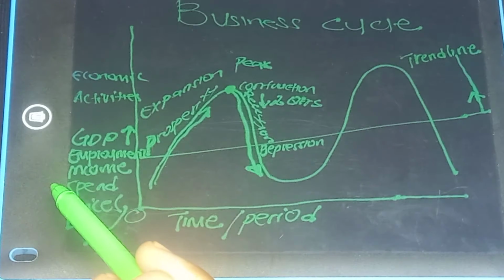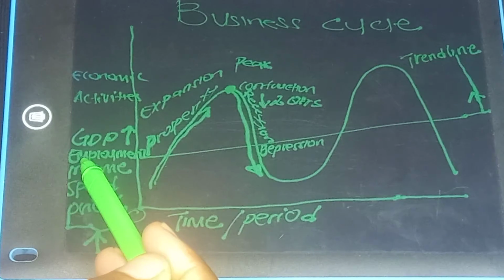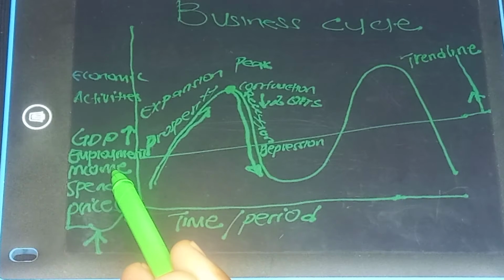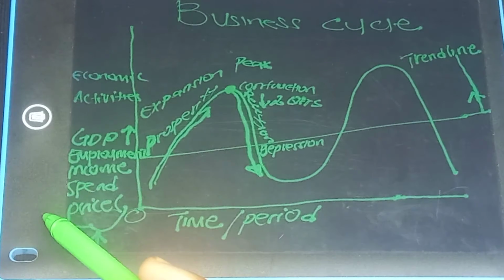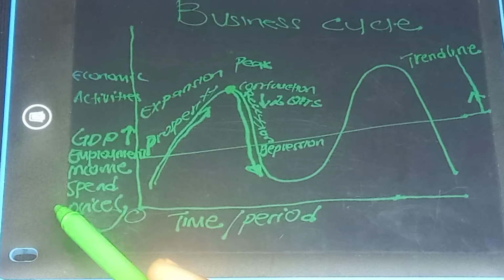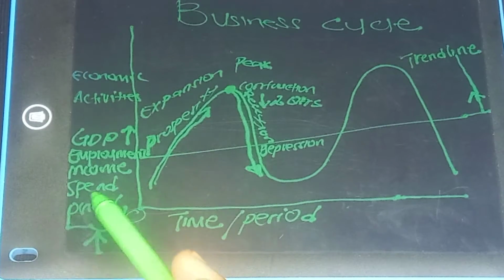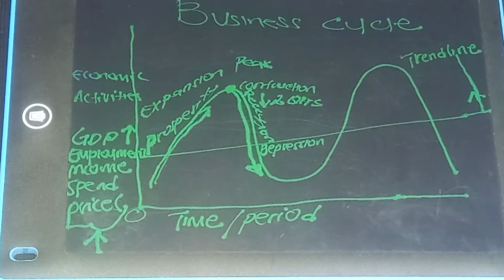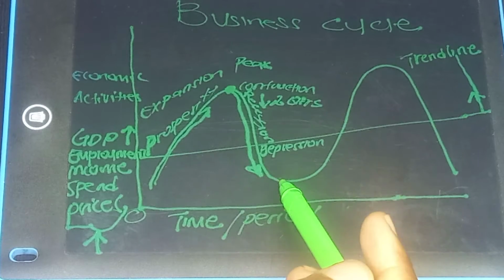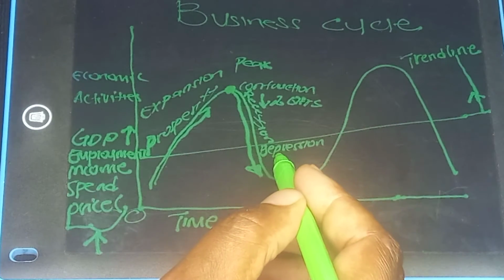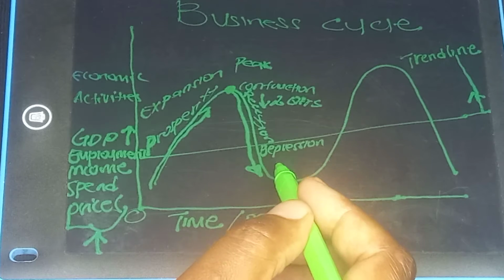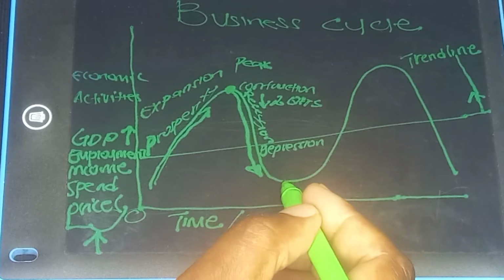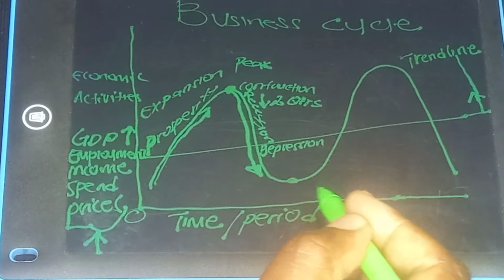More people are being laid off. That means they lose their jobs. Income is declining extremely because people are not working. People are not spending as much, and prices are the same. Now, after depression, the economy is so depressed, like the economy is looking down. Nothing is nice in the economy.